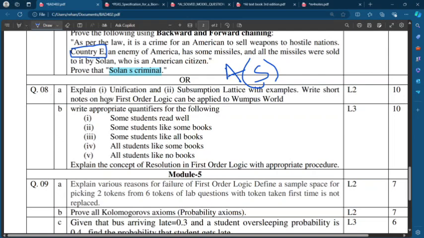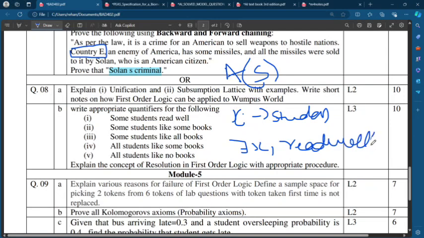For the following, it is asking us to write the quantifier. Some students read well. You can say that the universal set is students, x where x is a student. You can say that there exists x such that read well of x. Okay, that's it.